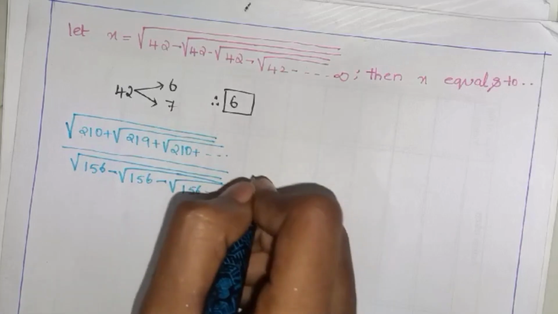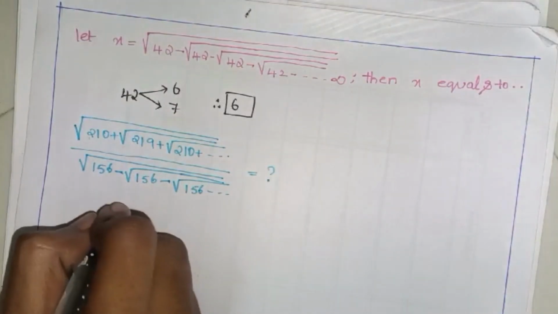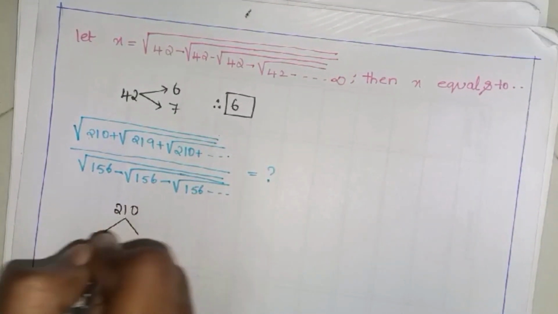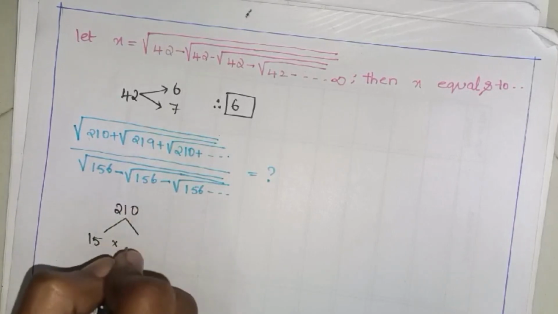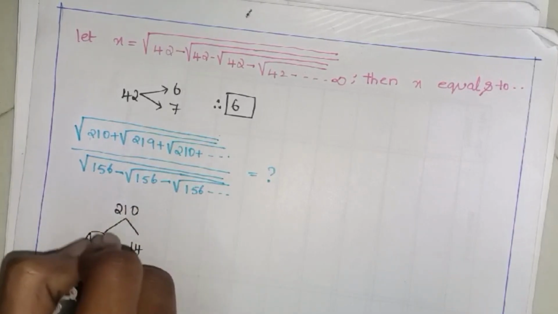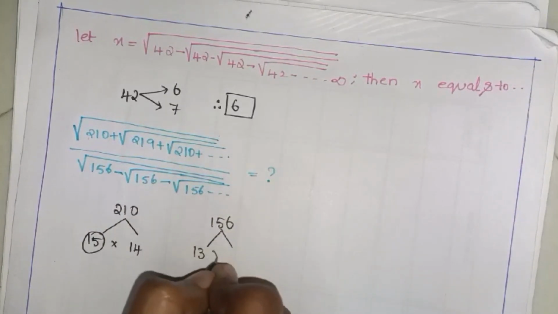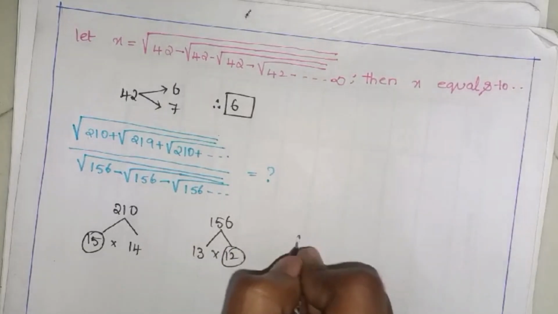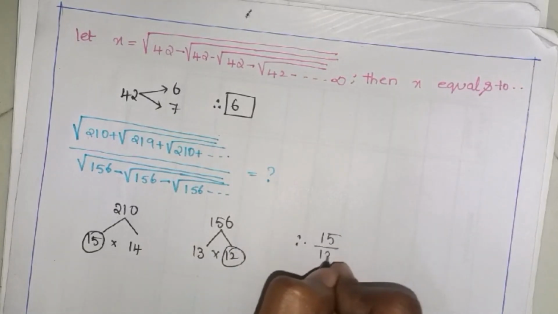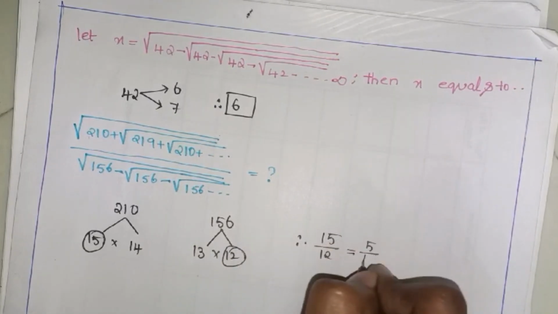Similarly, I am taking another question to explain better. If you have a question like this, for 210 I'm writing the factors as 15 and 14, and for 156 I'm writing the factors as 13 and 12. From this, for the plus value I'm taking 15, and for the minus value I'm taking 12. So the answer is going to be this.